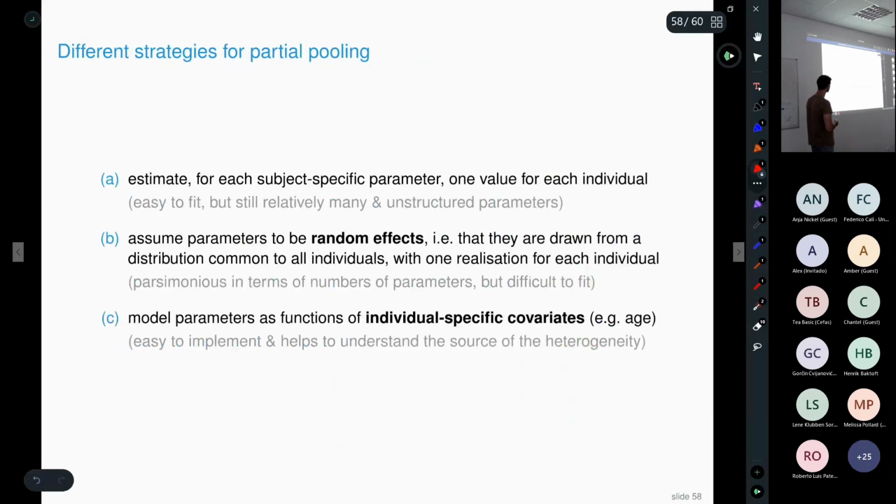So there's a summary of that. I think I've said all of that. So partial pooling is what we usually want to do. Just like with regression modeling, we also usually prefer partial pooling for statistical reasons and also for conceptual reasons. And there are different ways we can do that.